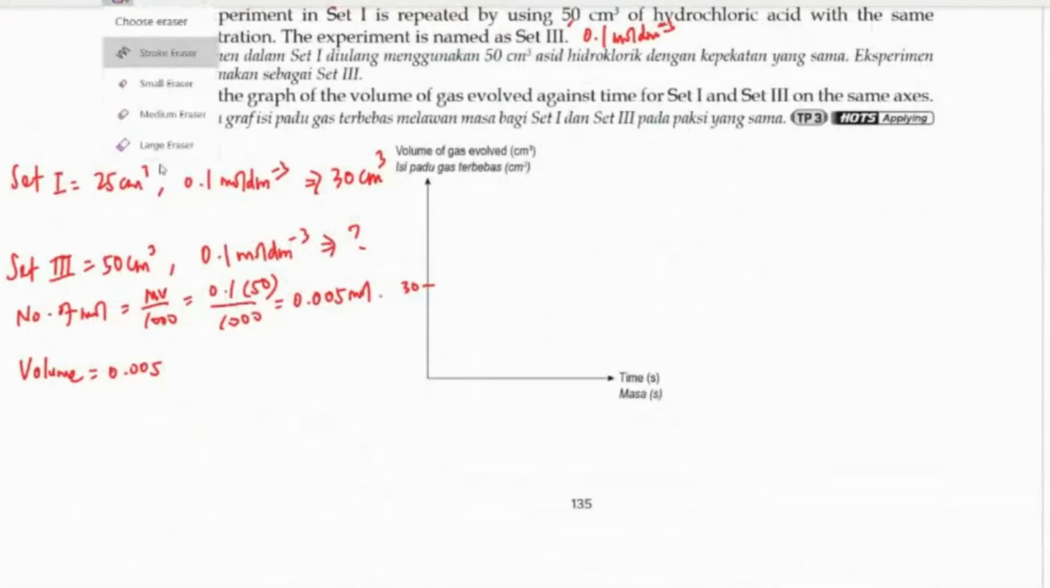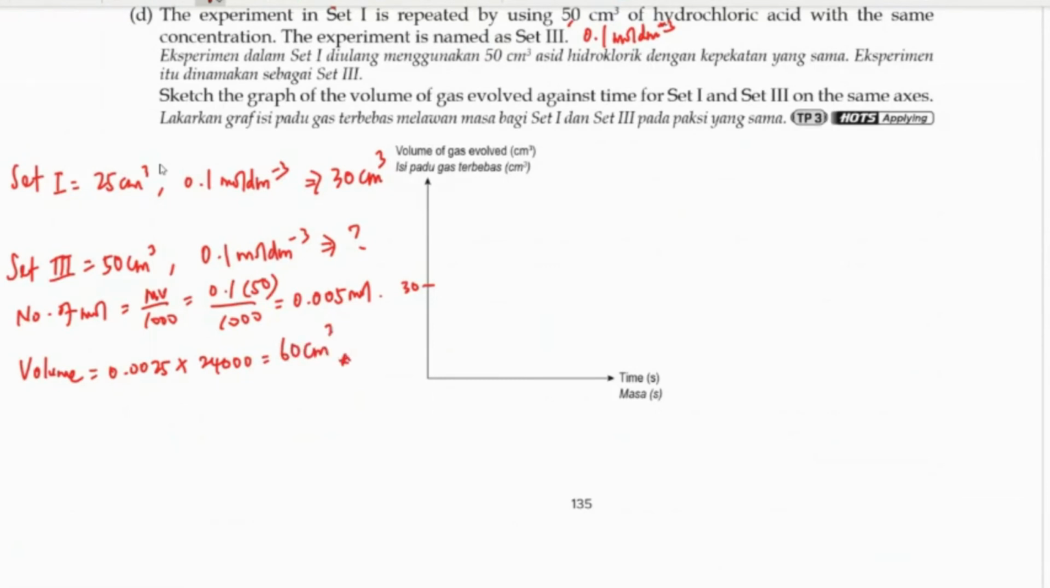I don't do the mole ratio here, so directly we do 24,000. So you get 60 cubic centimeter. It's double that of set 1. So set 1 is 30, and the other one will be 60. Then it's finished already, right?